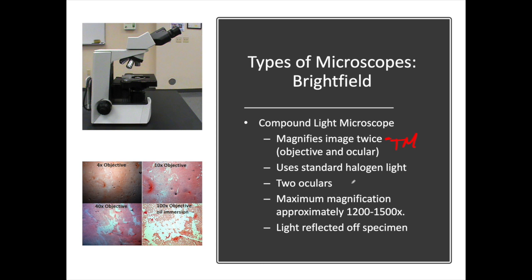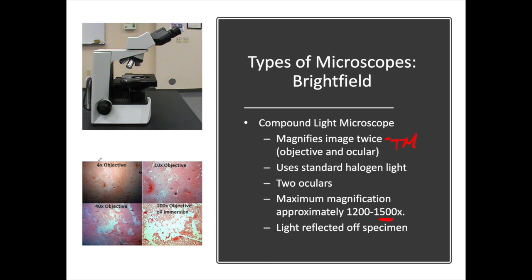The standard Brightfield microscopes these days use a standard halogen light because the halogen bulbs have the highest energy wavelength of light and concentrate blue light, which is our high energy light. Of course, two oculars, two eyepieces. The maximum total magnification you can get is around 1500x. We can use a 10x ocular, and they do have a few 15x oculars, and so a 15x ocular with a 100x objective would give you a total magnification of 1500x. Now, the way that Brightfield microscopes work is they bounce light off of the actual specimen itself.